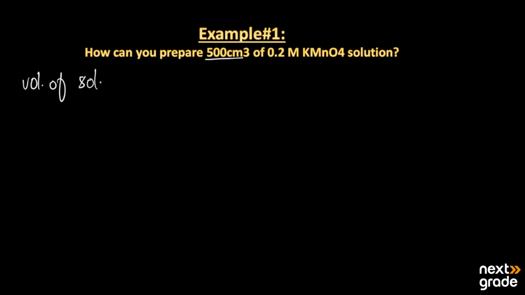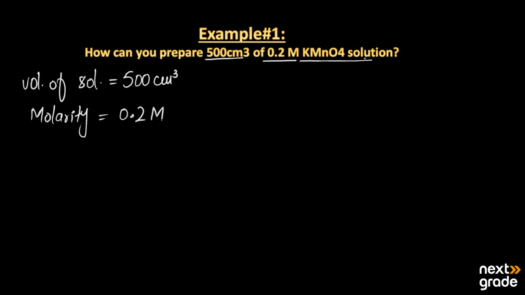The volume of the solution is 500 cm³, and the required molarity is 0.2 molar, of a solution of KMnO4, potassium permanganate. Here we have to find the mass of KMnO4 in grams that we need. How can we find it? By using the molarity and the volume of the solution.